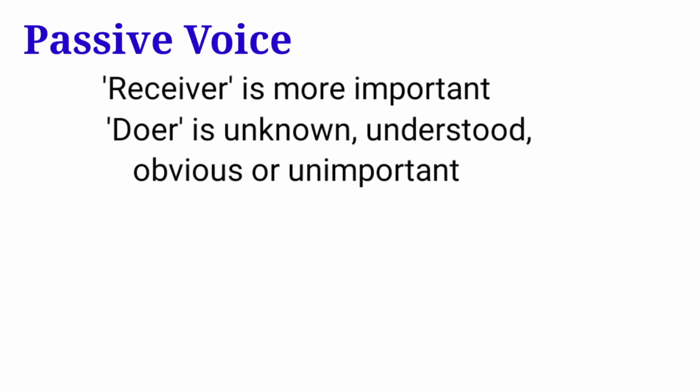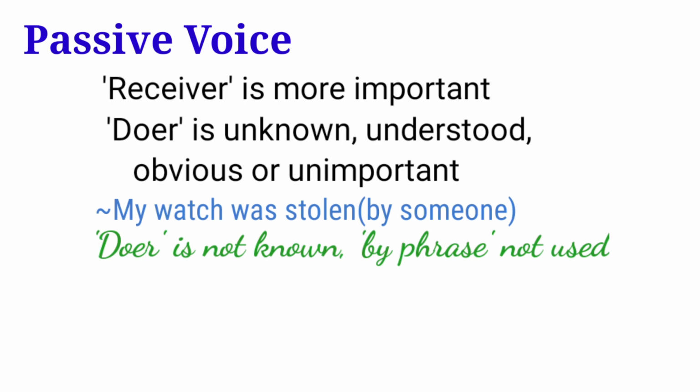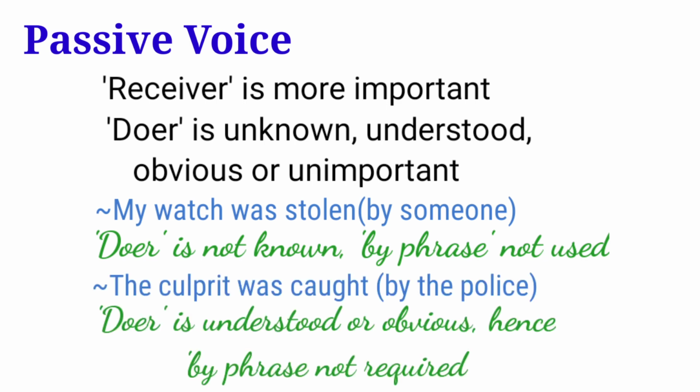When the receiver is more important and the doer is unknown, understood, obvious, or unimportant, passive voice is used. For example, my watch was stolen by someone. Here, the by phrase is not used because the doer is not known. The culprit was caught by the police. The doer is understood or obvious. Hence, the by phrase is not required.